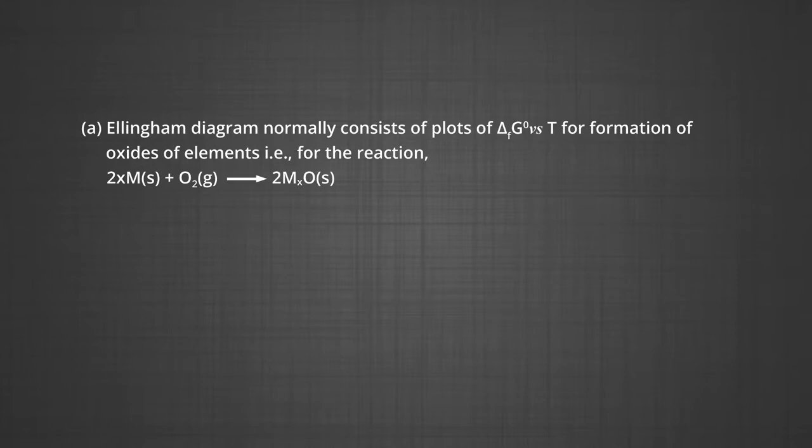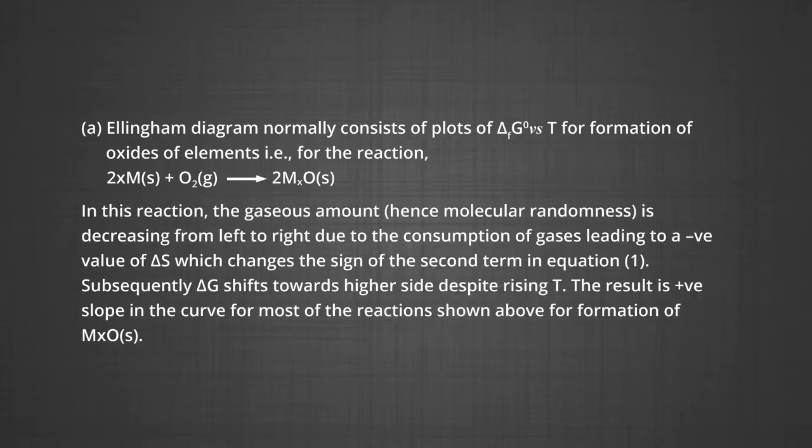For the reaction, metal atoms react with oxygen to form metal oxide. In this reaction, the gaseous amount, hence molecular randomness, is decreasing from left to right due to the consumption of gases, leading to a negative value of delta S, which changes the sign of the second term in equation 1. Subsequently, delta G shifts towards higher side despite rising temperature. The result is positive slope in the curve for most of the reactions shown above for formation of metal oxide.